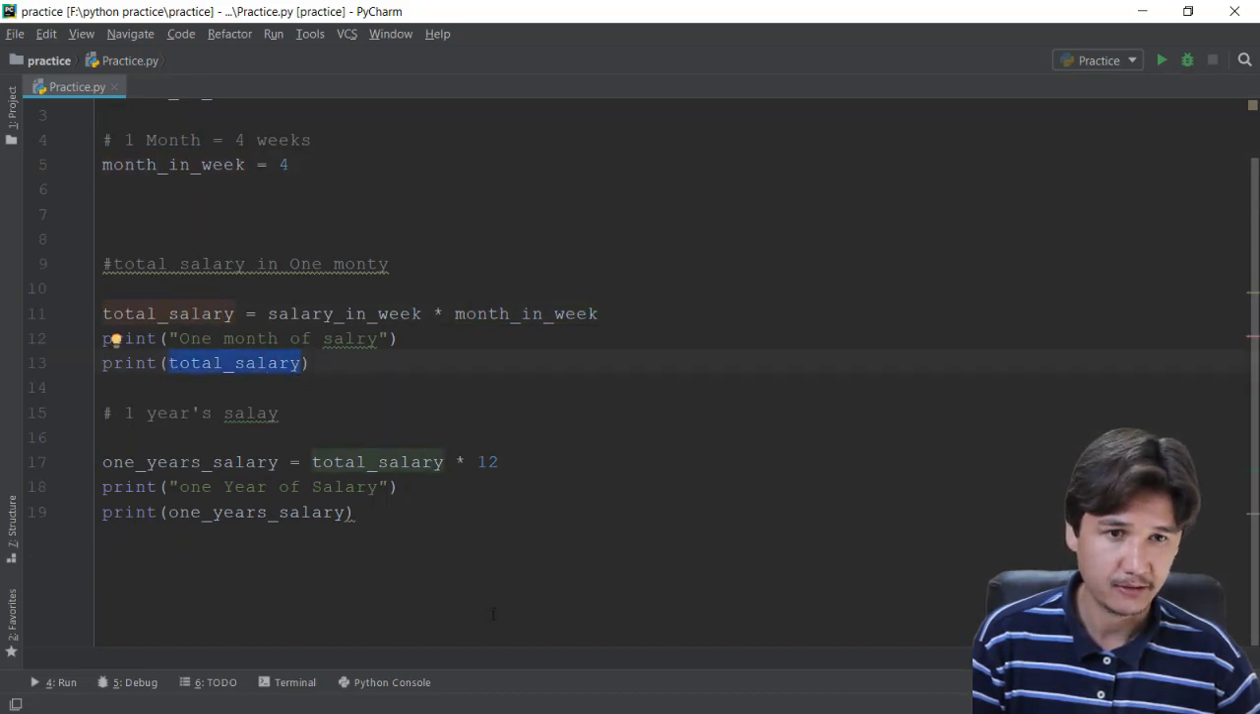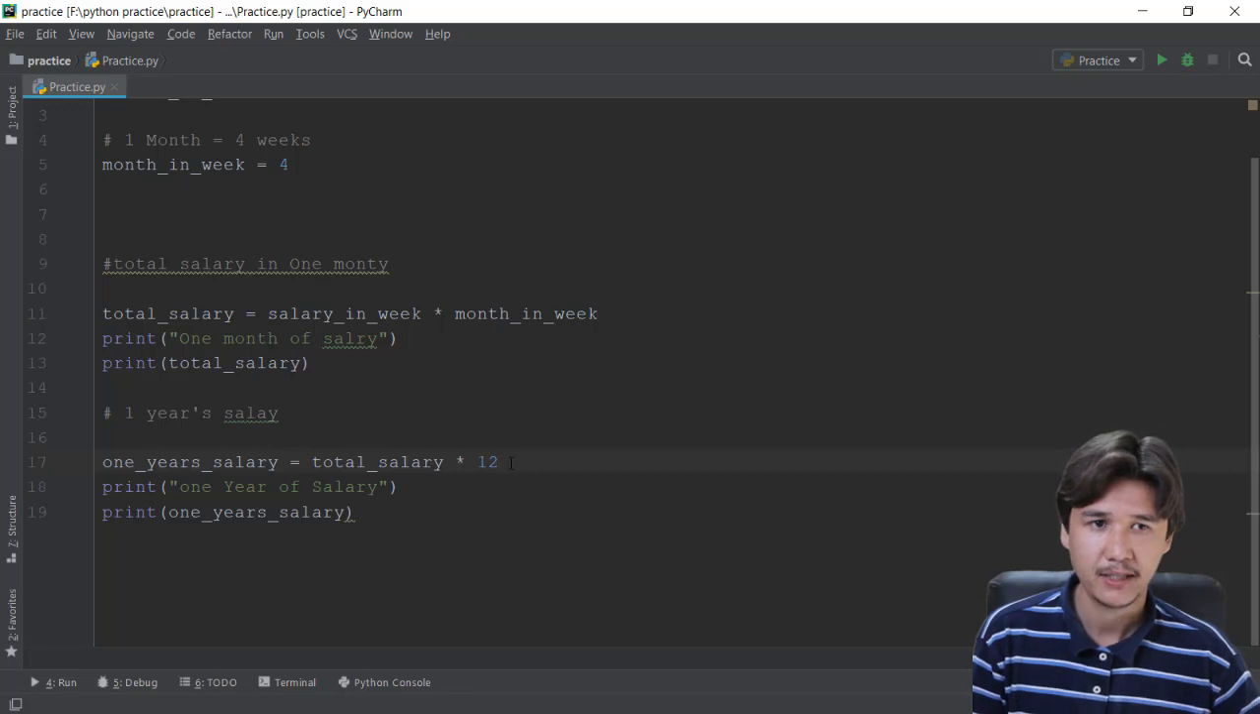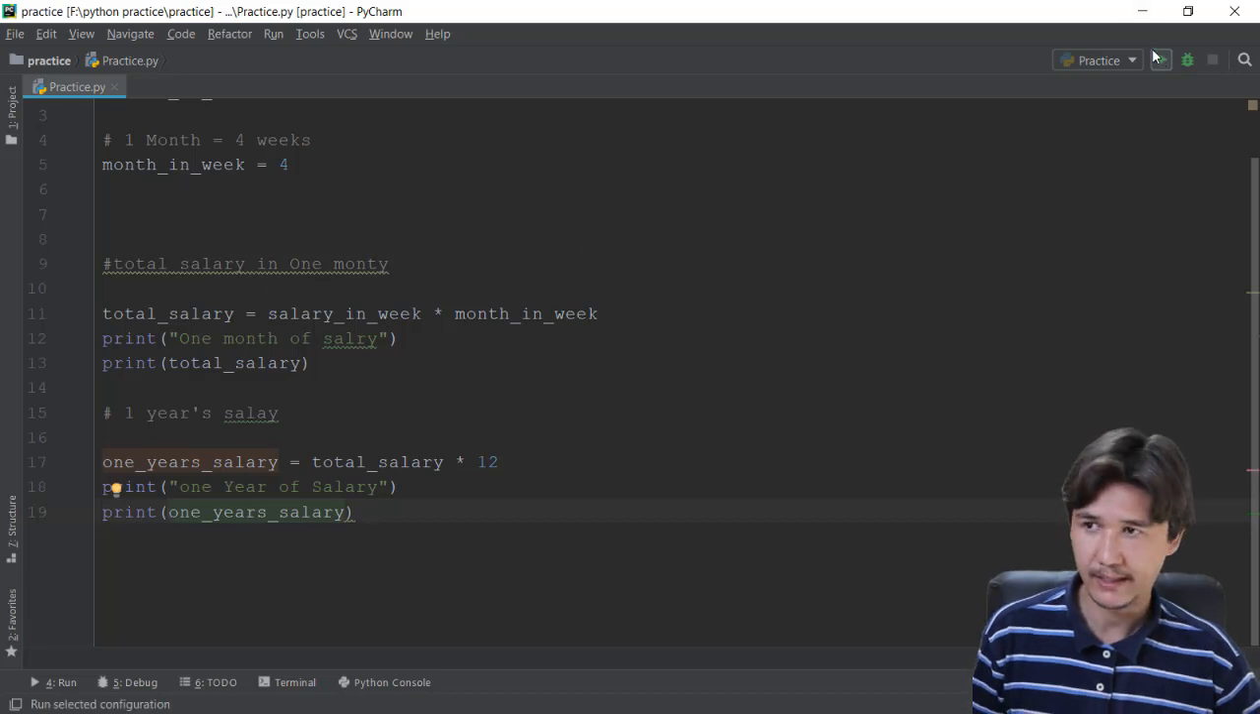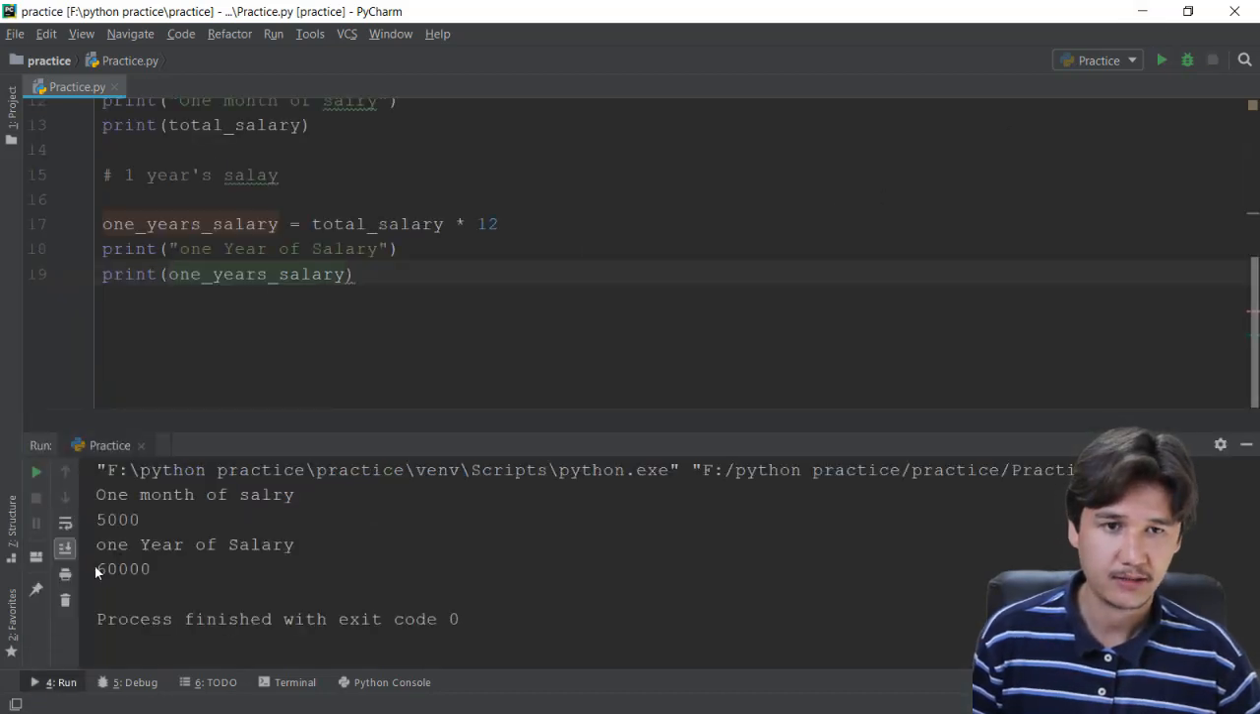Now for example, if I need that for 1 year, what will be 1 year salary? That is 1 month of salary, total salary which I got here, I have to multiply that with 12, because in 1 year we have 12 months. Therefore when I print that 1 year of salary, I'm getting 60,000, and I have here 5,000 in 1 month and 60,000 in 1 year.